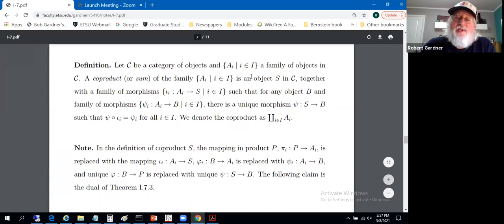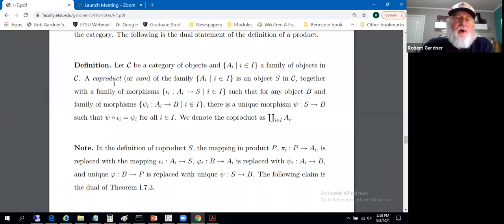So let C be a category of objects, A sub i a family of objects in C, indexed by indexing set capital I again. A coproduct or sum, we'll use the term coproduct primarily. A coproduct of this family is an object S in C. So by definition, a coproduct is an object in the category, together with a family of morphisms, iota sub i mapping A sub i into S, such that for any object B and any family of morphisms, psi sub i mapping A sub i into B, there's a unique morphism psi mapping the coproduct into B, such that psi composed with iota sub i equals psi sub i for all values of the index, and we denote this thing as an upside down pi, the coproduct.